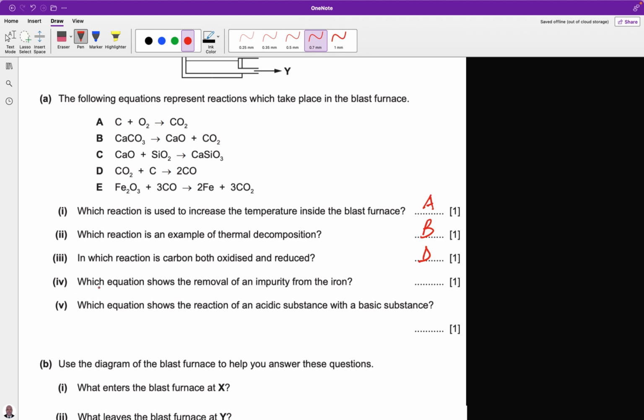Number 4, which equation shows the removal of an impurity from the ore? This is the removal of an impurity from the ore, where calcium silicate is being formed, where the silicon dioxide is being used to remove the impurity in it. So it is reaction C. 4 is C.